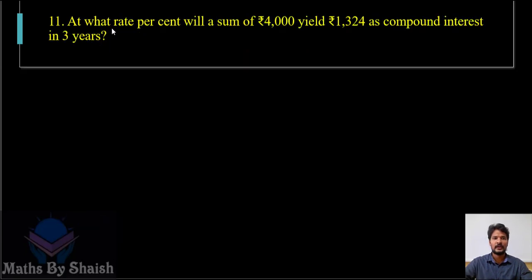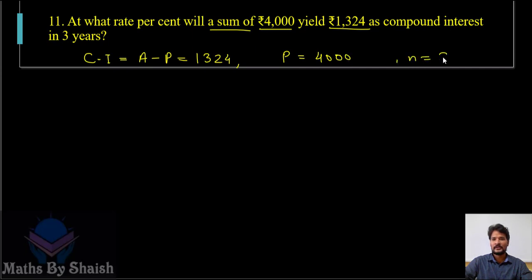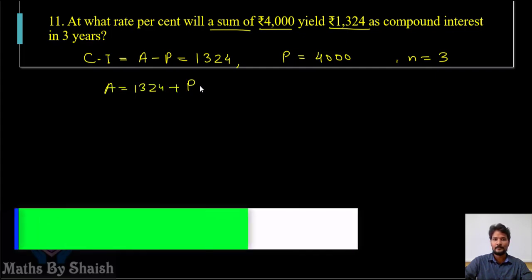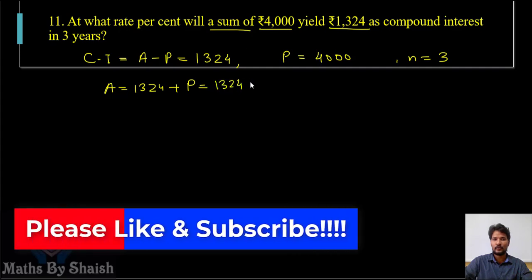Here is the 11th question. At what rate percent will a sum of 4,000 yield 1324 as compound interest in 3 years? So CI is given, that is A minus P, as 1324, the principal is given as 4,000, and time is given as 3 years. So from here we can get the amount: 1324 plus P, that is 1324 plus 4,000, that is 5,324.